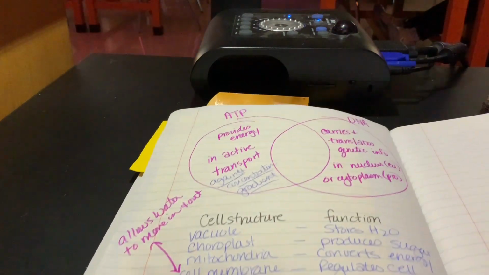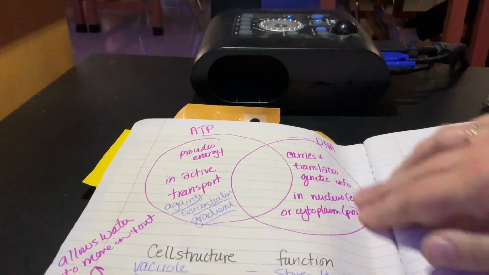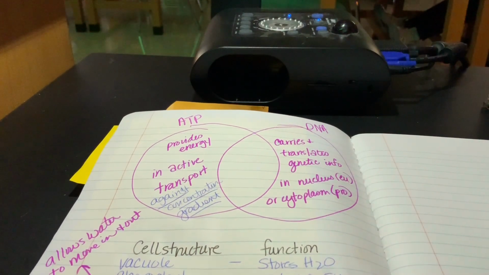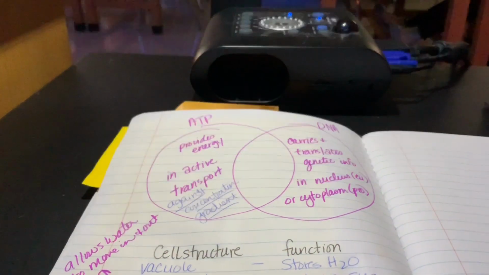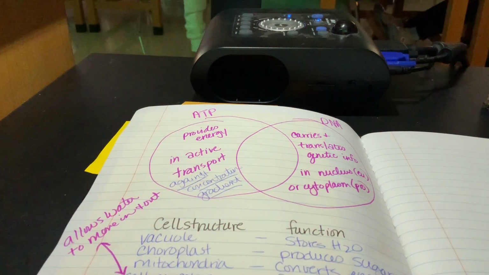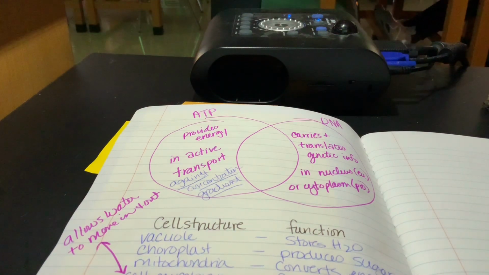We're going to start up here with another quick Venn diagram, looking at ATP and DNA. For whatever reason, I find this to be a big misconception for kids. They want to say that they're the same thing. Guys, is there anything in the middle here? They don't really have anything in common.